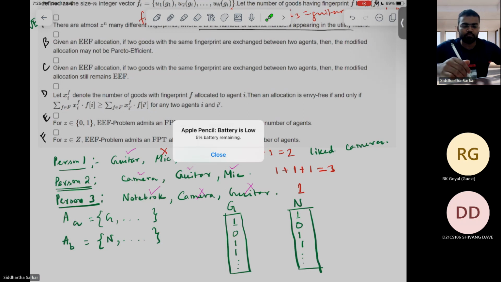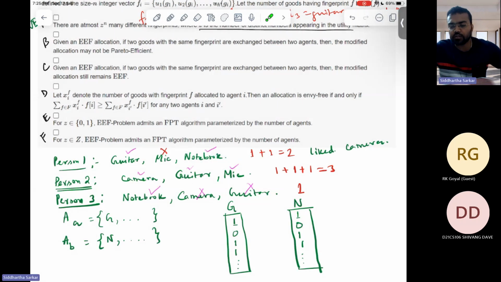Just a second. The battery of the pencil is dying.